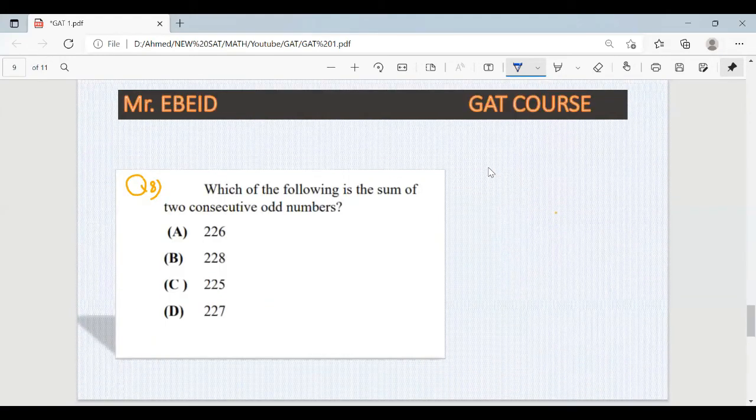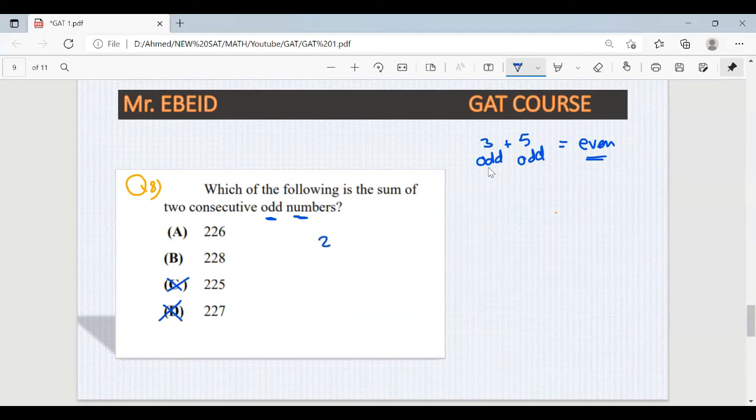Question 8. Which of the following is the sum of two consecutive odd numbers? You know that if you add two even numbers, it gives you an even, and adding two consecutive odd numbers also gives you even. Like if you have 3 plus 5, this is odd and this is odd, it gives you even. So we will cancel the odd numbers, which are 225 and 227.